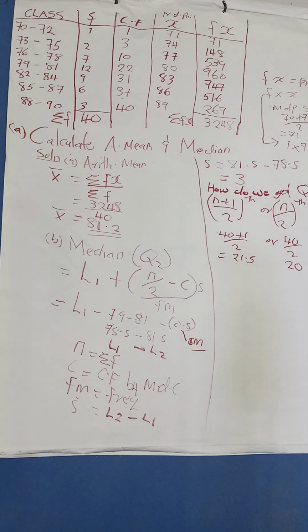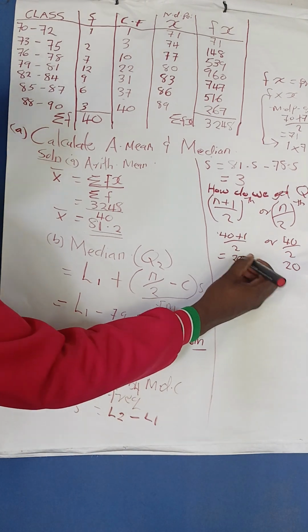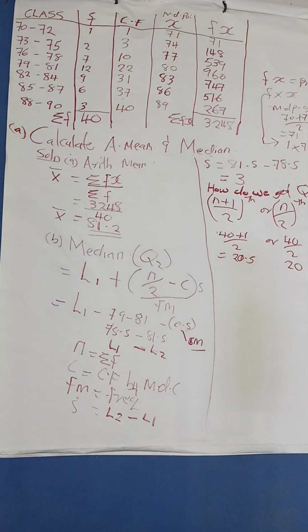20.5. Yeah, 41 divided by 2. That is 41. Good. So we'll proceed now with the calculation. Here is 20, sorry. 41, that is 41 divided by 2, so it is 20.5. And here we have 20.